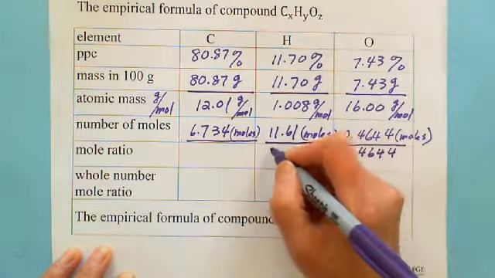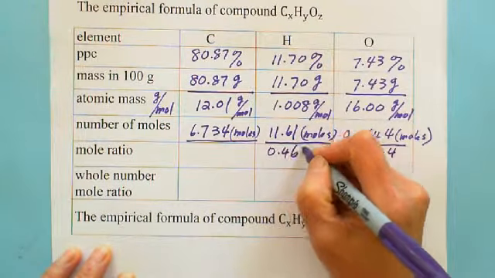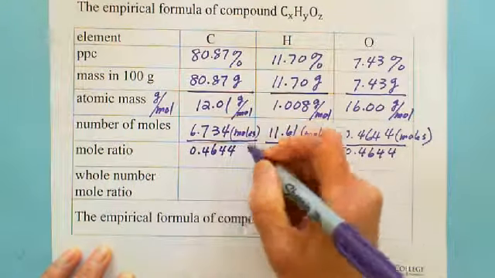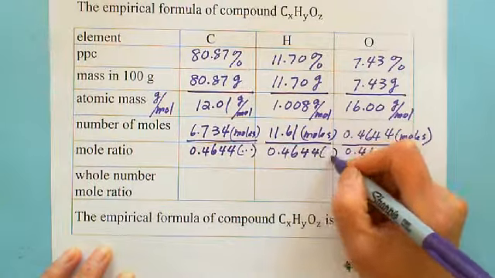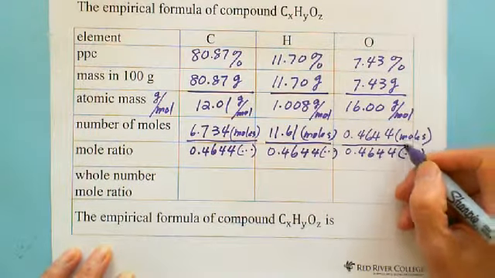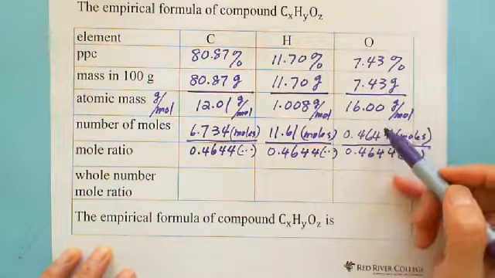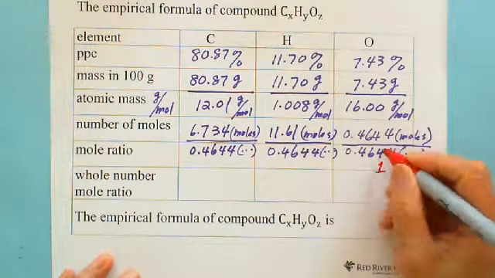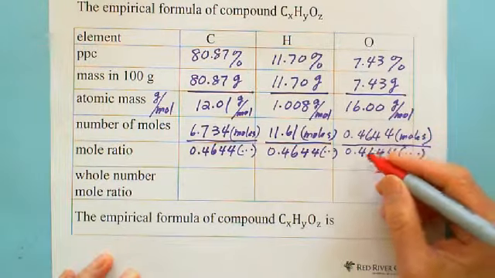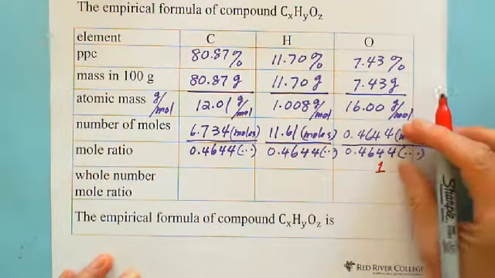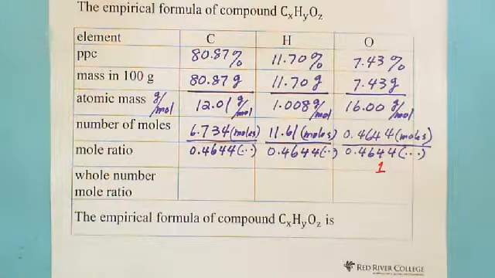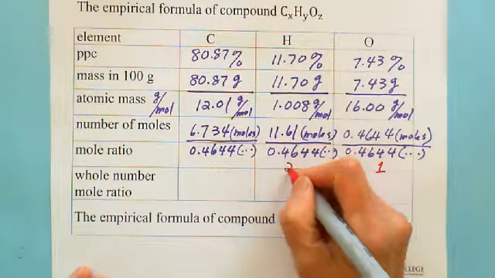0.4644. This is also moles, right? This is moles, this is the moles, and this is the moles, okay? Then this is the ratio, that's why it is the mole ratio, and this is equal to 1, because 0.4644 divided by 0.4644 is 1. If this is 1, what about this one? 11.61 divided by 0.4644, we got almost 25.